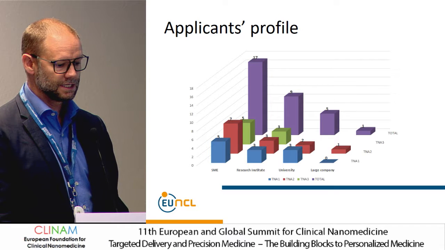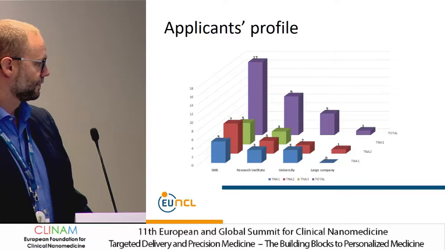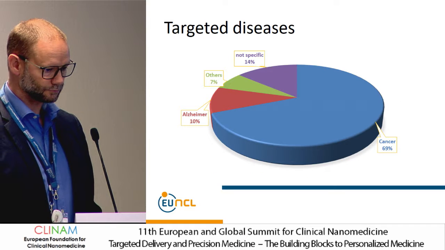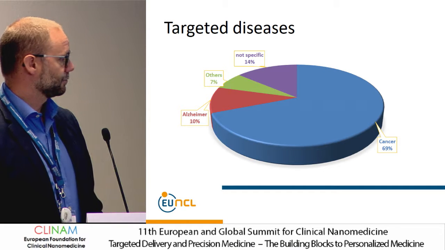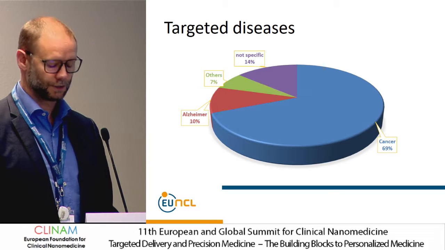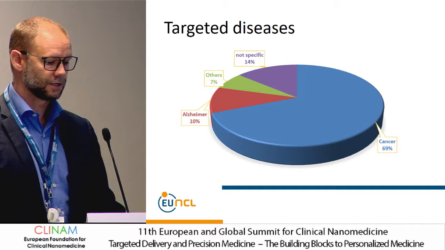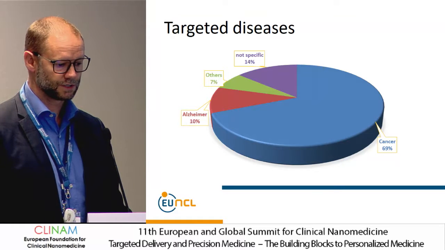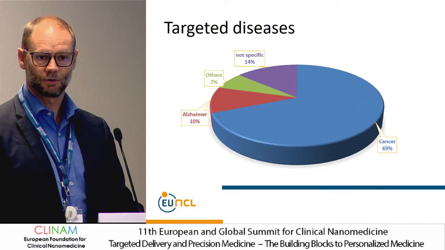Here's the global representation of the applicant profile. As you can see, SMEs are the biggest applicants, the biggest numbers of applicants. We still have a large number of research institutes and only 1 large company so far. The targeted disease I've just mentioned is mainly cancer, but we have Alzheimer's, we have infectious diseases, we have non-specific diseases, for example, for diagnostics. Some diagnostic platforms are not yet disease oriented, and we have many other diseases covered, which is very interesting for us. We have both medical devices and chemicals.